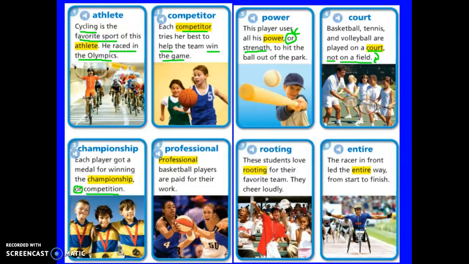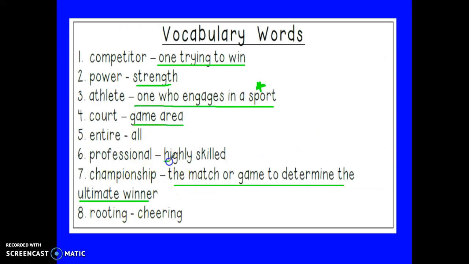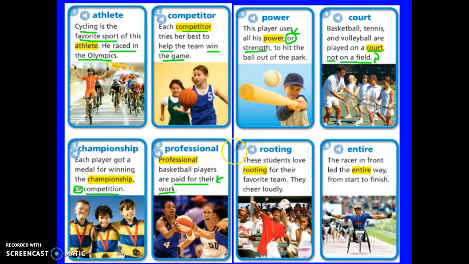Professional. Professional basketball players are paid for their work. Okay, in this example, the fact that they're paid for their work helps me understand that if you're a professional basketball player, that makes you different from people that play the game just for fun because you're paid for your work. So these clues here help me guess that professional athletes or professional basketball players get paid for playing the game. So professional means they're highly skilled. You're highly skilled, so much so that you get paid to play the game. That's like your job.